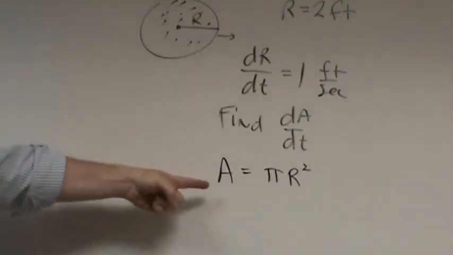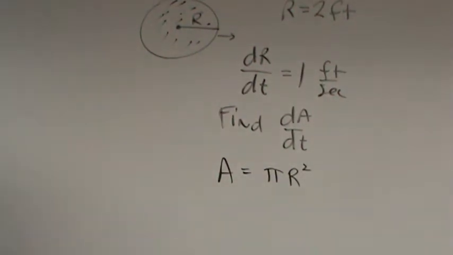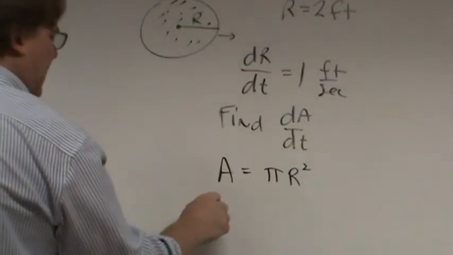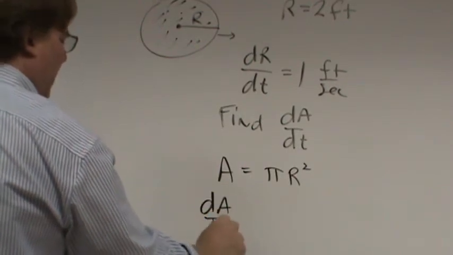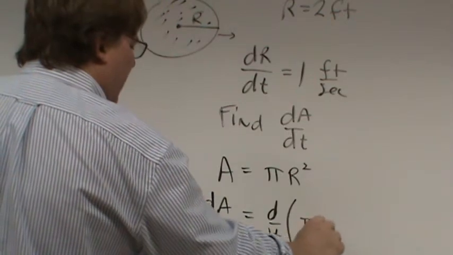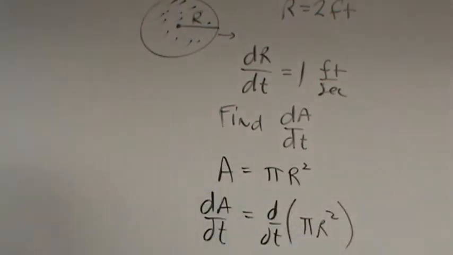So before you plug in any numbers, you're going to have to take the derivative, and specifically, it's an implicit derivative with respect to t. So that's your next step. You're going to get dA/dt on the left side. You're going to take the implicit derivative with respect to t of both sides of the equation.